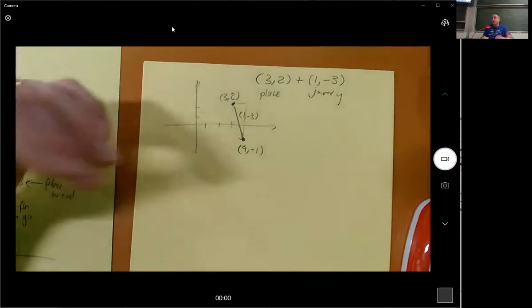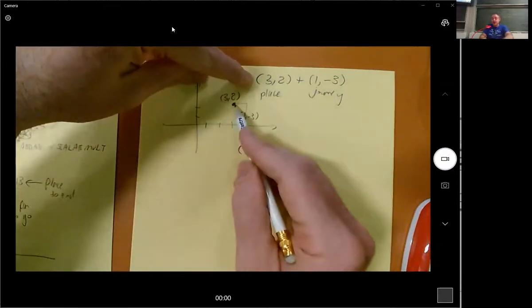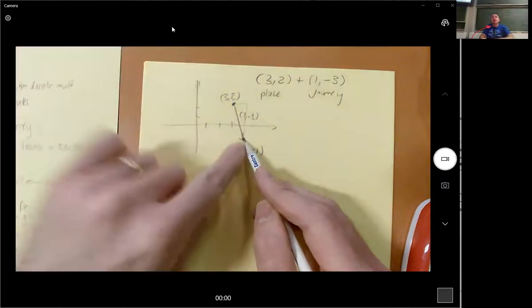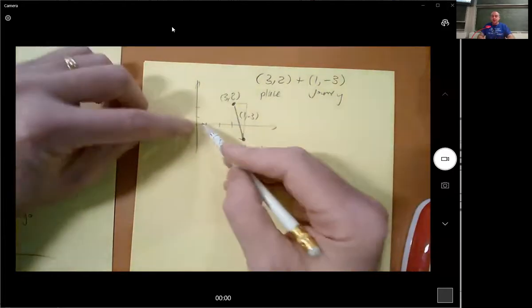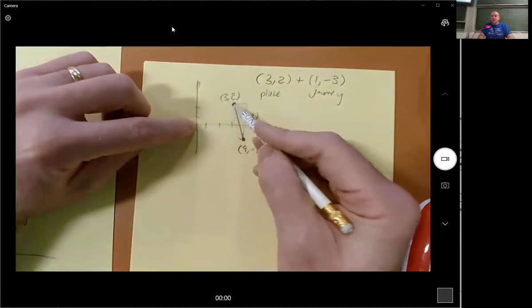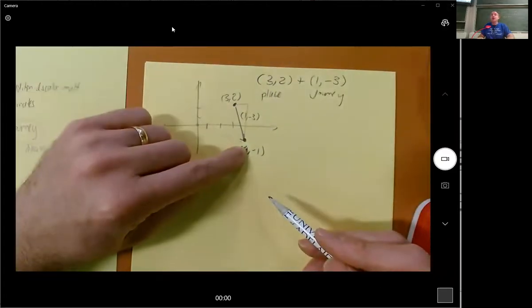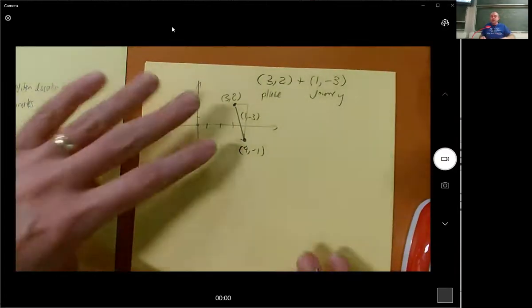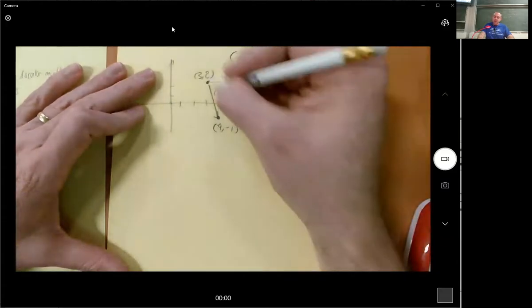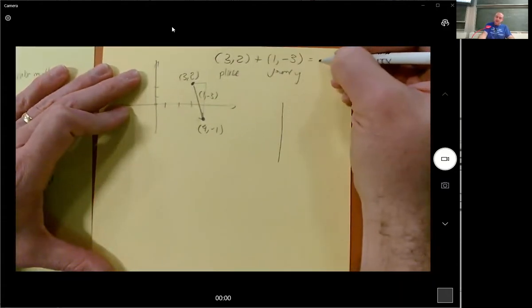Now, you can also think of it as starting at 0 and doing this journey and then this journey and arriving at this place. So it is technically possible to do them all as journeys if you want, and saying, well, the journey of 3, 2, and then the journey of 1 minus 3 is the same as the journey of 4 minus 1. So you can think of them all as journeys if you want. So these are the two ways of thinking about it usually. There's location, and journey gives you new location.